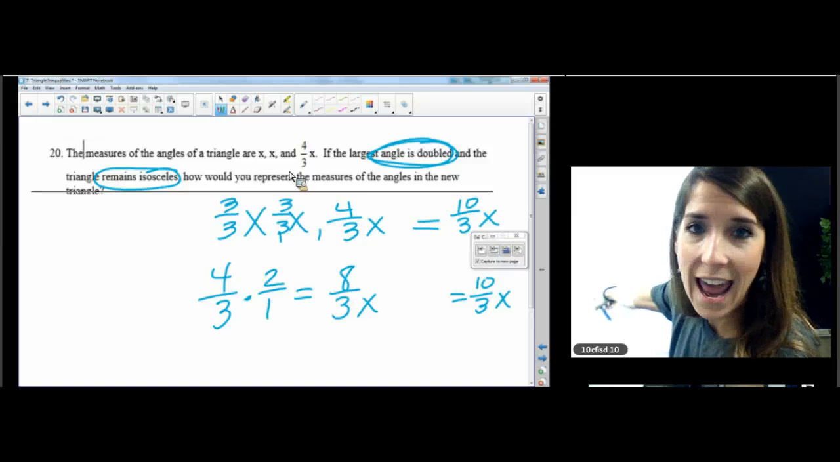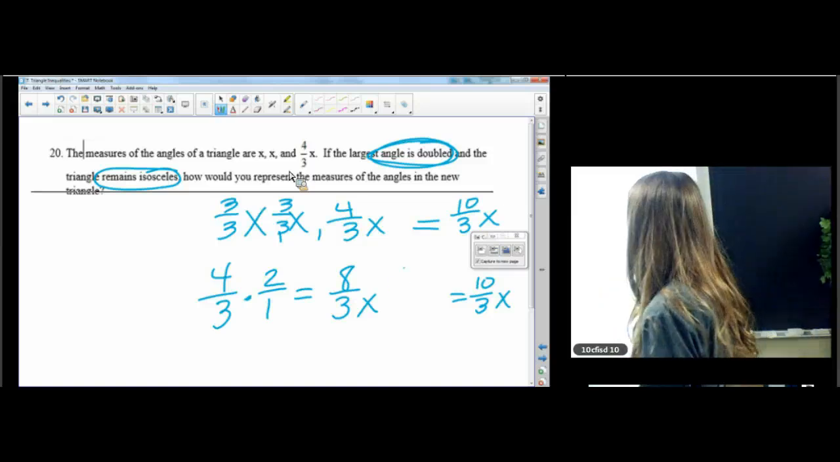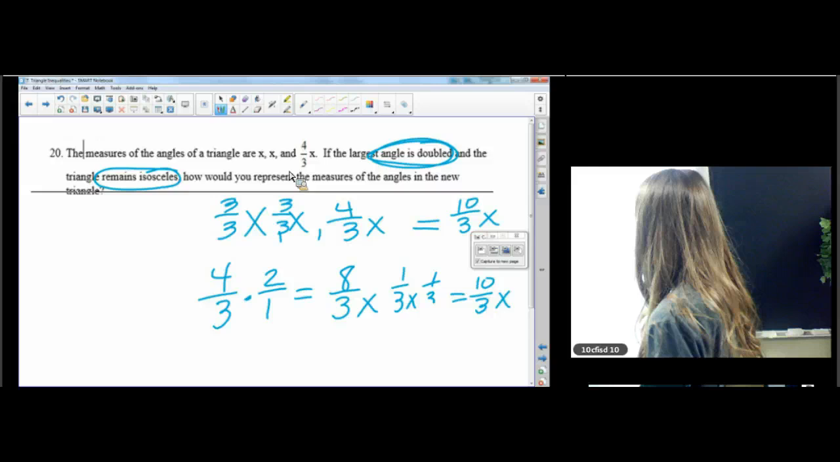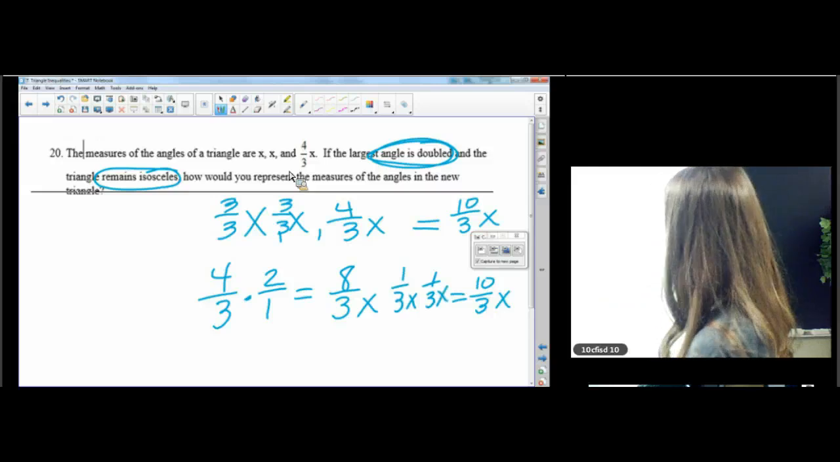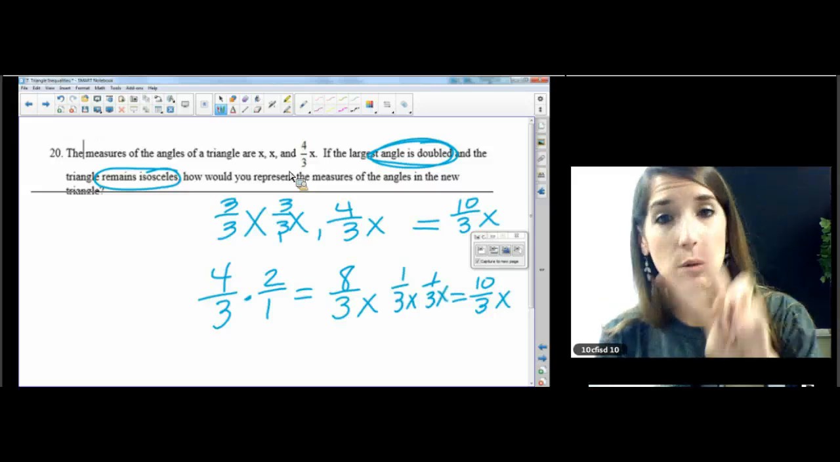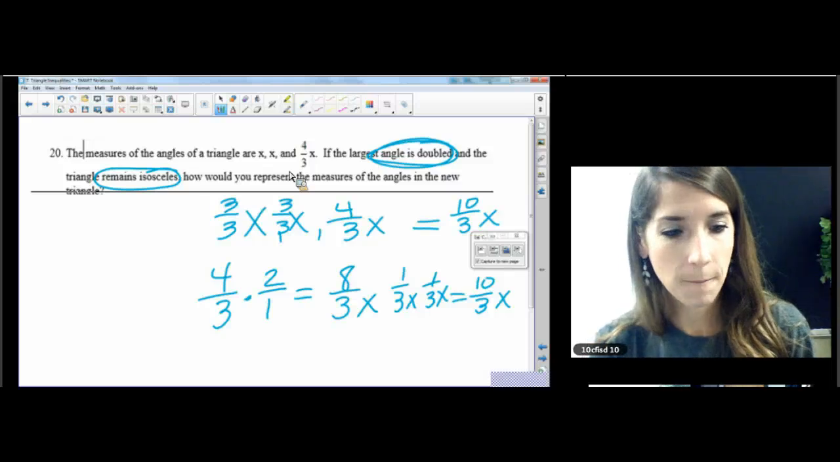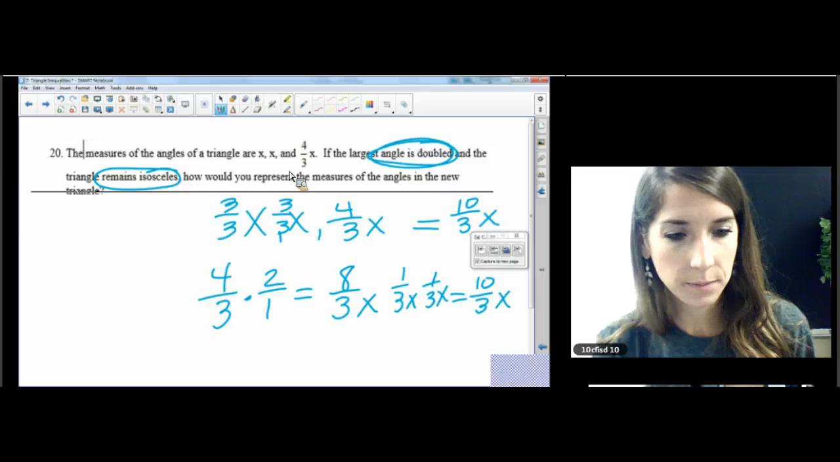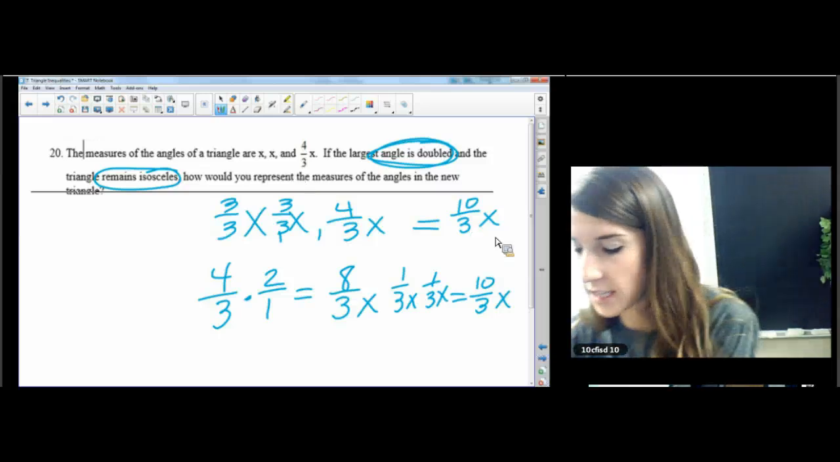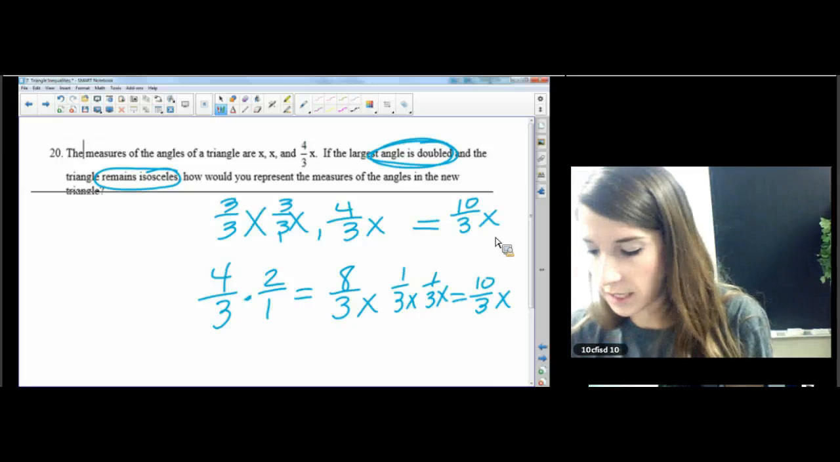What can I add to 8? Well, 1/3 and 1/3. You see how that works? 8 plus 1 is 10, and two of my angles are congruent. That's how it remains isosceles. I hope that made sense. It was a difficult problem. Let's do number 17 from yesterday, and then we will move on to today's lesson.